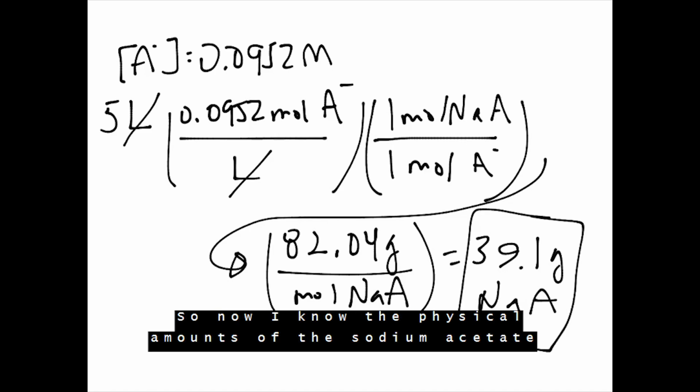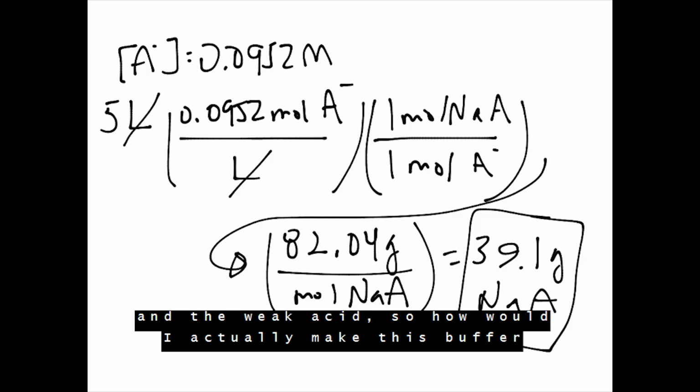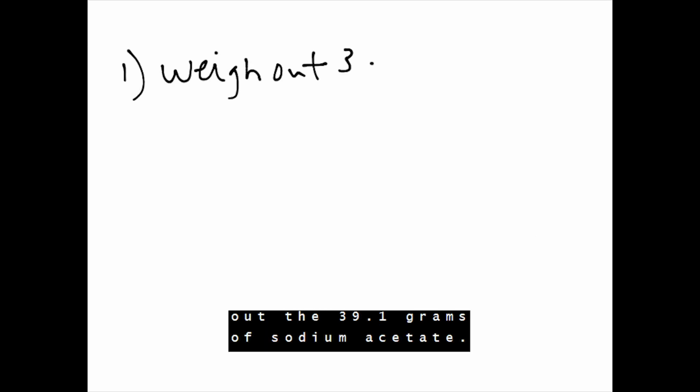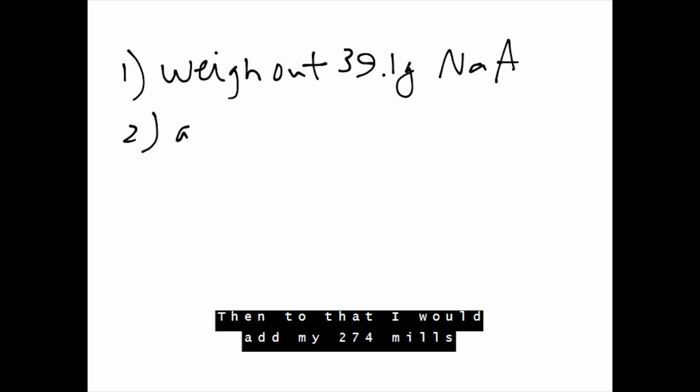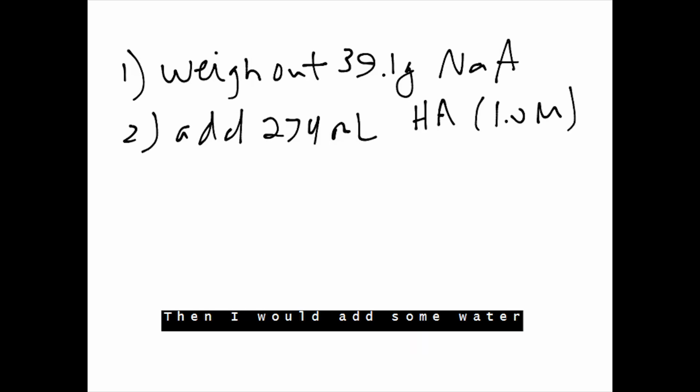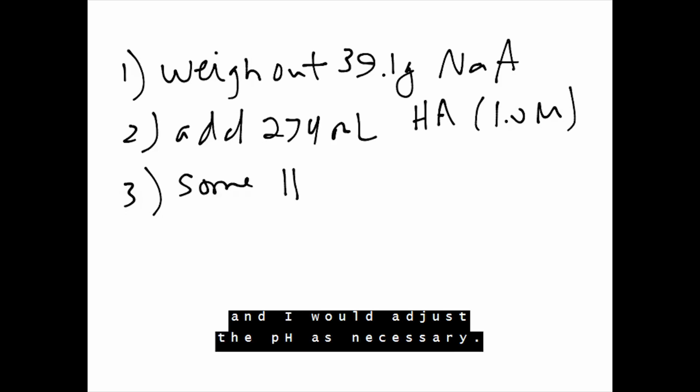So now I know the physical amounts of the sodium acetate and the weak acid. So how would I actually make this buffer in the lab? Well, first, I'd probably weigh out the 39.1 grams of sodium acetate. Then to that, I would add my 274 mL of acetic acid stock solution. That was 1.0 molar. Then I would add some water, and I would adjust the pH as necessary.